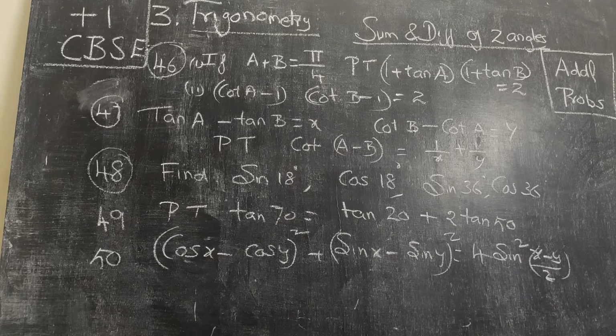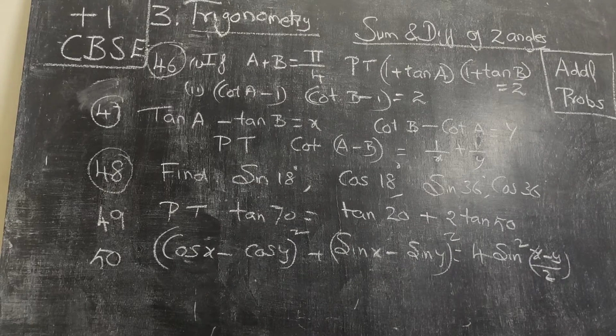Question number 47. Tan a minus tan b equal to x, cot b minus cot a equal to y. Prove that cot of (a minus b) equal to 1 by x plus 1 by y. Find sin 18 degrees, cos 18 degrees, sin 36, cos 36. Here also they will be asking only one part, either sin 18 or cos 18 or sin 36, cos 36, like that. Prove that tan 70 equal to tan 20 plus 2 tan 50, and the last problem, (cos x minus cos y) the whole square plus (sin x minus sin y) the whole square equal to 4 times sin square of (x minus y) by 2.